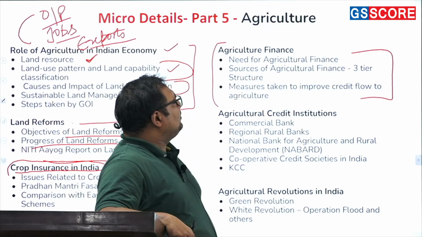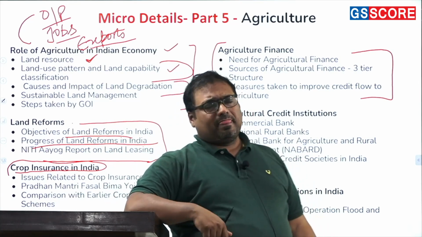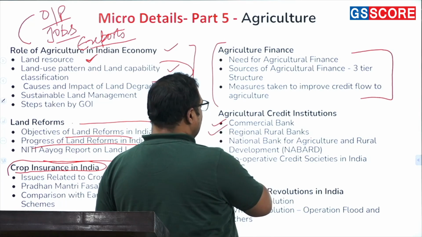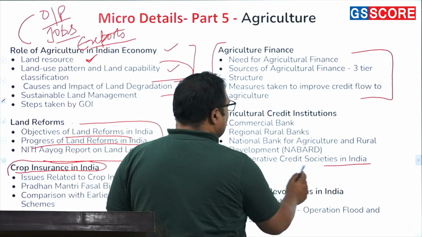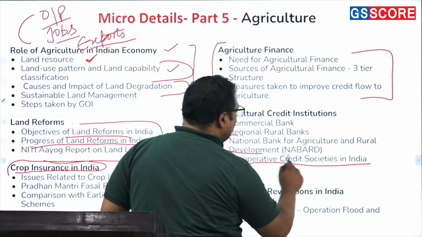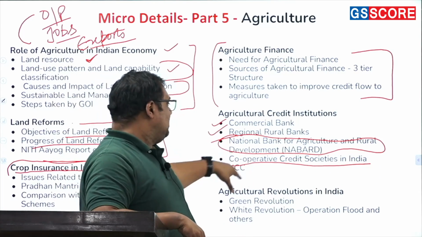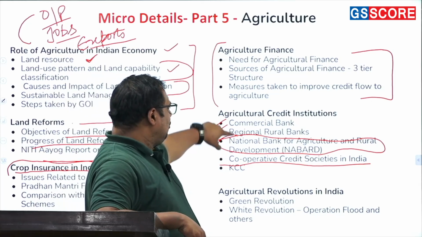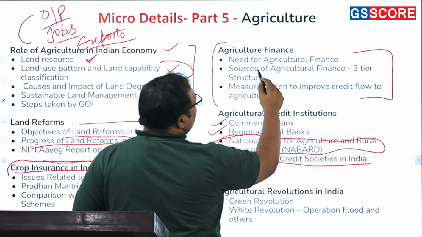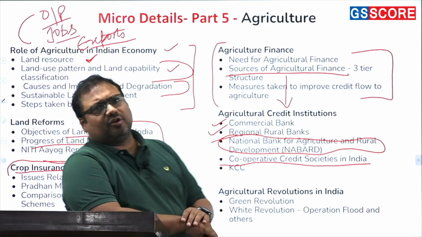Then we look into what the source of agriculture finance is. There we have a three-tier structure. In the three-tier structure, we have commercial banks, RRBs, and cooperative banking and NABARD. NABARD and cooperative are basically the same, cooperative banking under NABARD. And then Kisan Credit Card, which is also delivered by commercial banks. So the agriculture credit institutions are basically this. Sources of agriculture finance, this also we need to study.